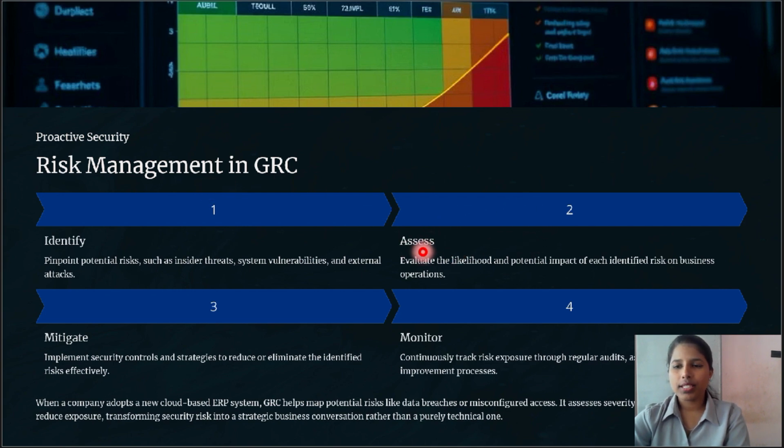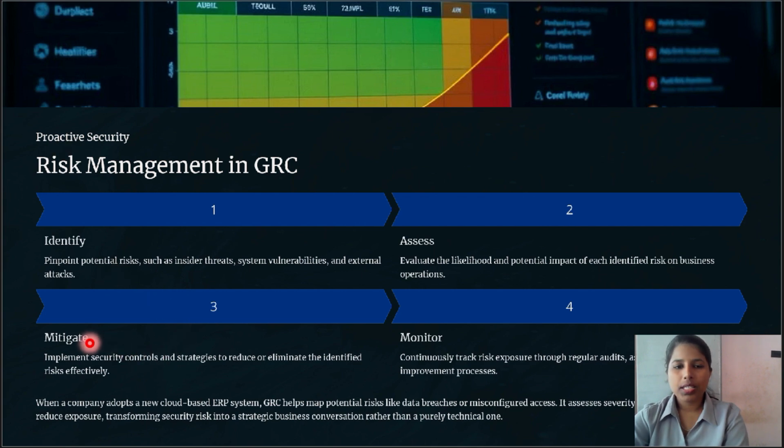The second is risk assessment, which helps us evaluate the likelihood and potential impact of the identified risk on business operations. Once a risk has been identified, the likelihood of occurrence and the impact are assessed. This helps to prioritize which risks require immediate action. Likelihood and impact mean we rate the risk as critical, high, medium or low, and according to that we provide the assessment.